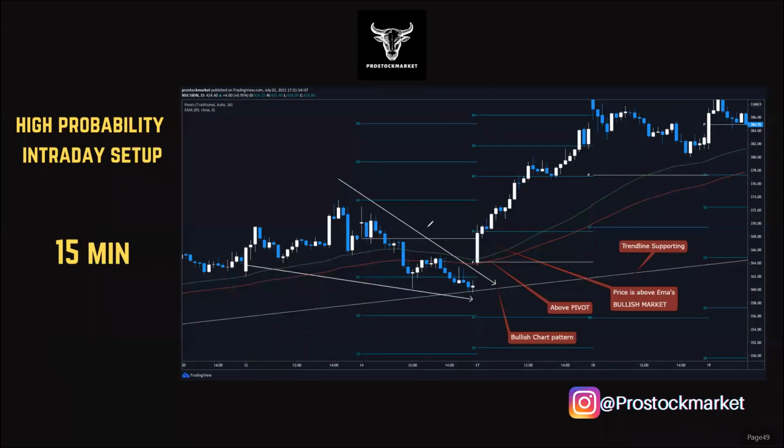Now this is the 15 minutes time frame, and this is a chart pattern which we drew in the 1 hour time frame. At the opening itself in the 15 minutes time frame, price opened above the EMAs. Now this is a sure shot buying opportunity. Bullish chart pattern, first confirmation above the pivot, second confirmation price is above the EMAs, bullish market.